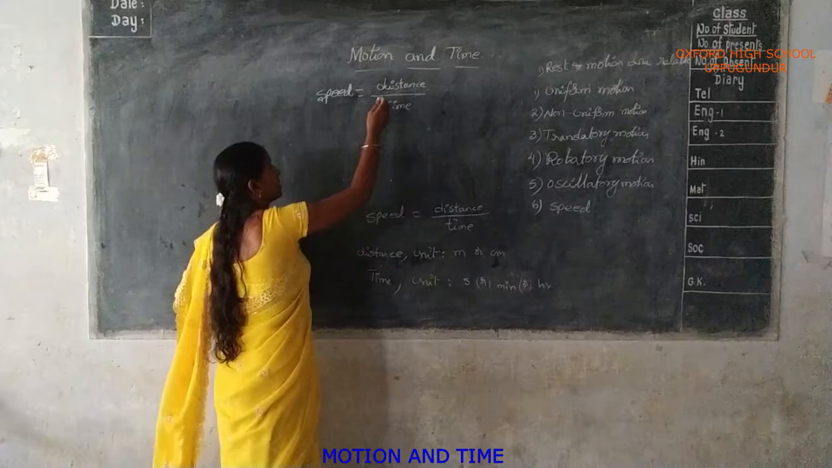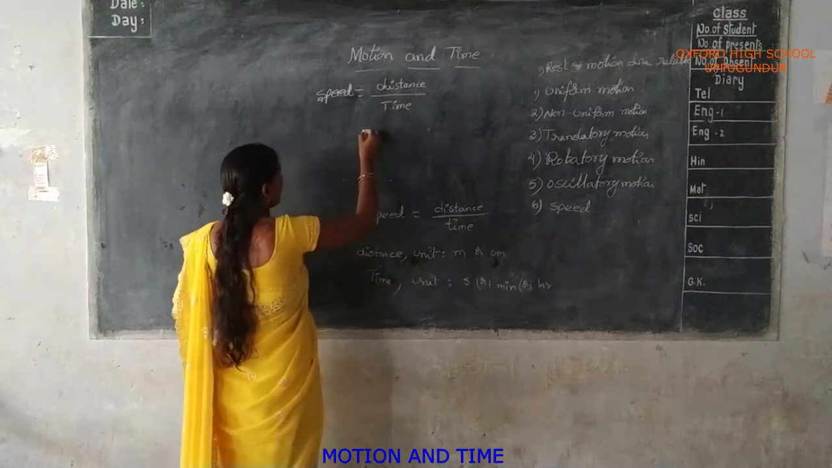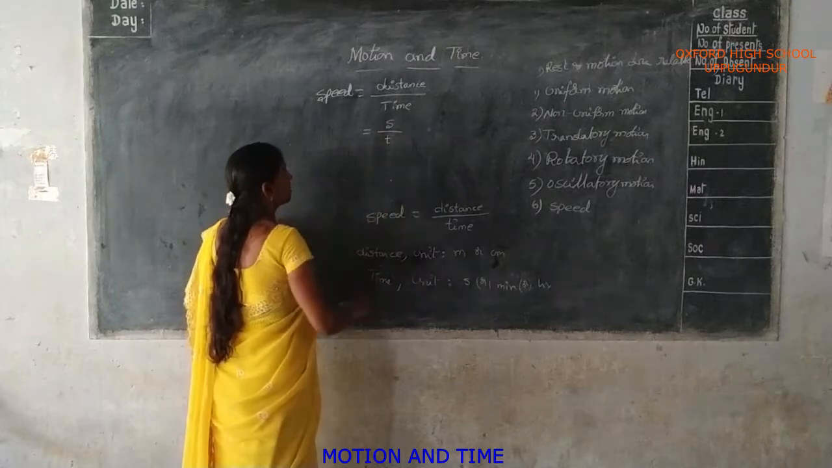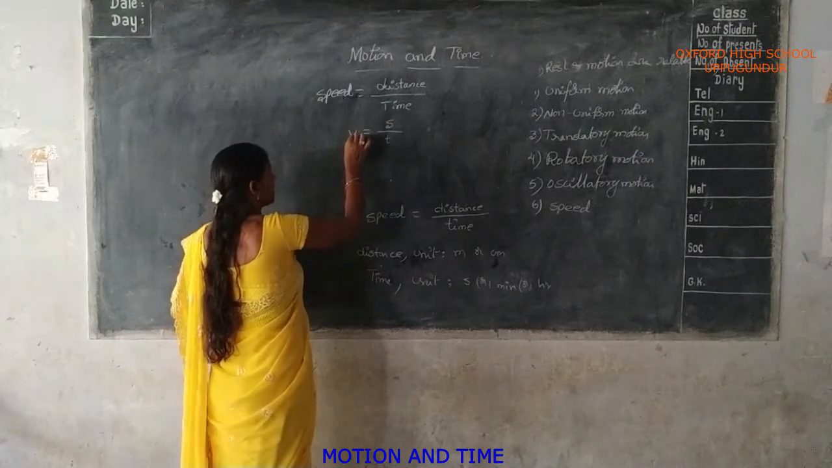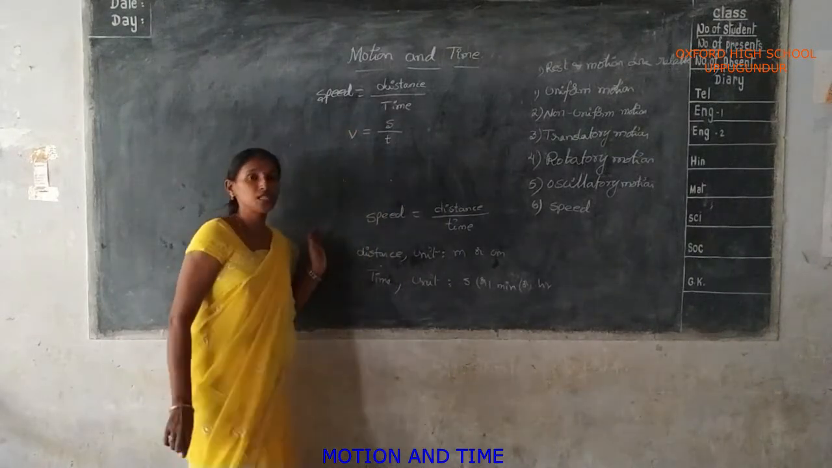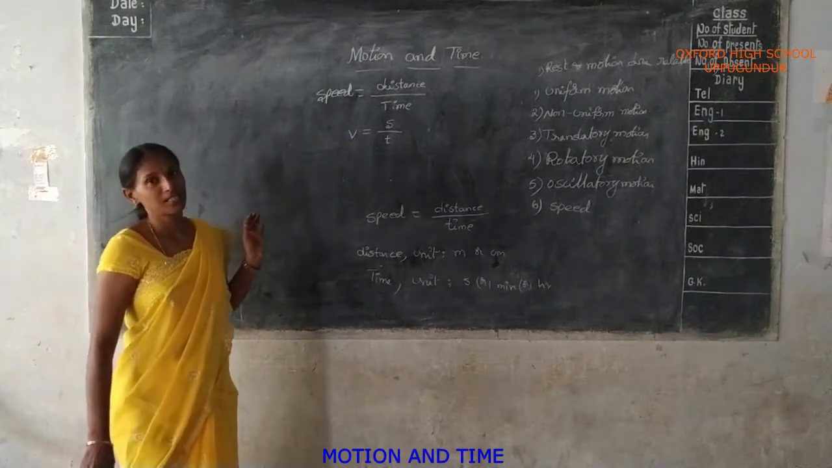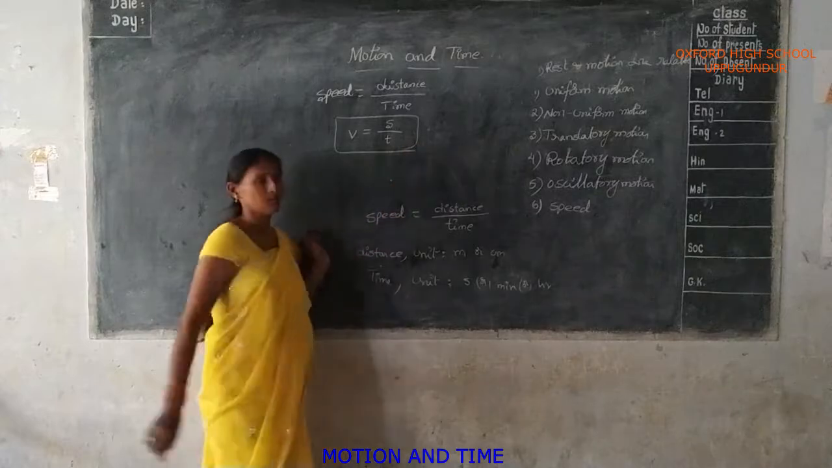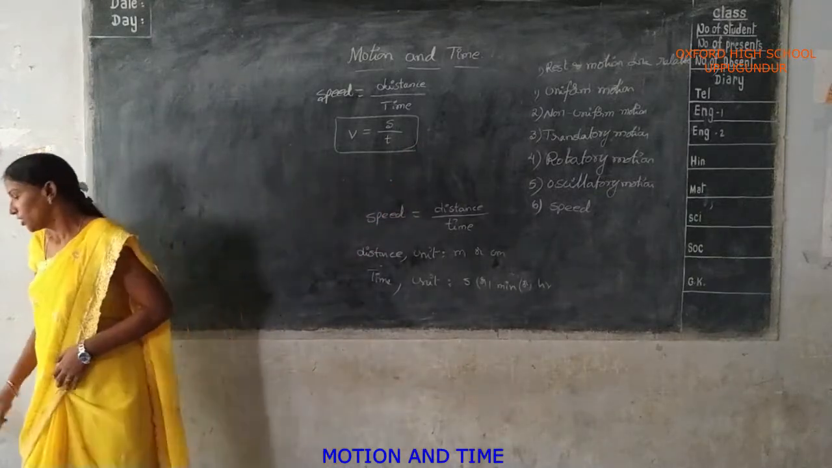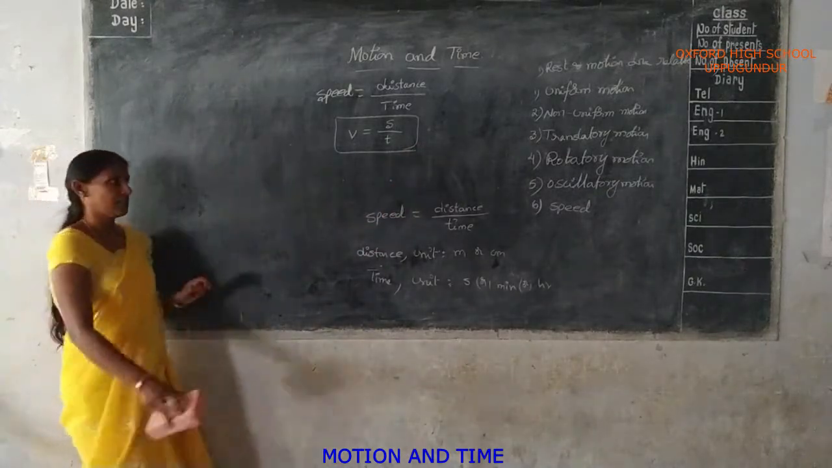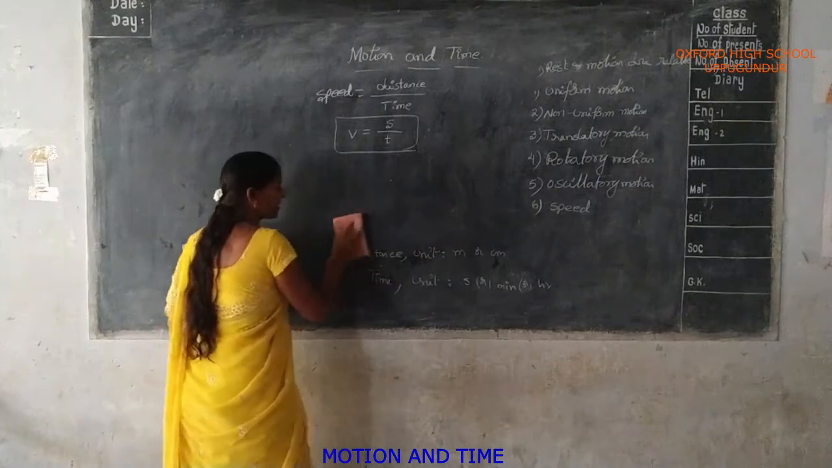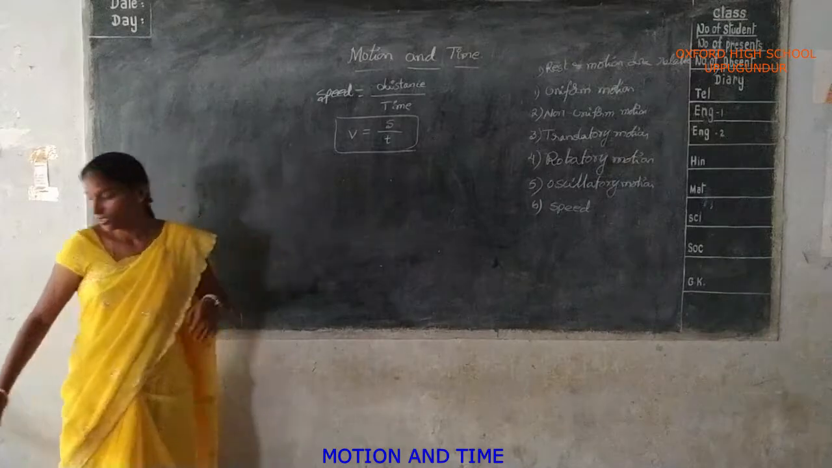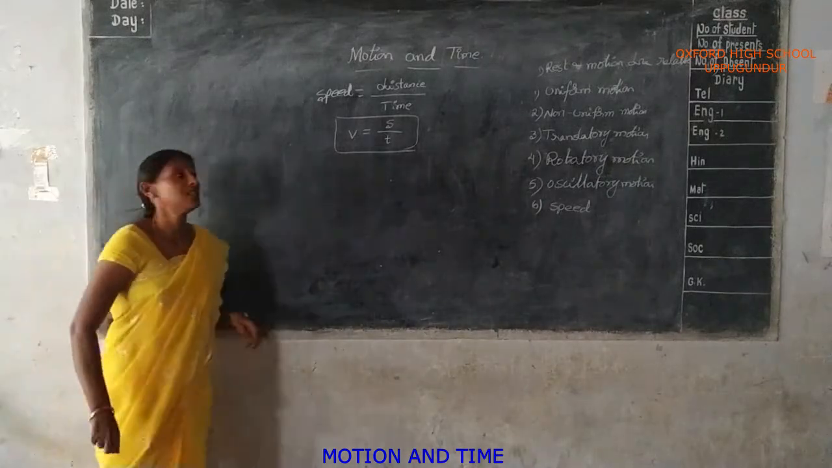The distance symbol is S and the time symbol is T. The speed symbol is V. So V is equal to S by T. This is the general formula for speed. But actually, you have to find the average speed. You have to calculate the average speed.